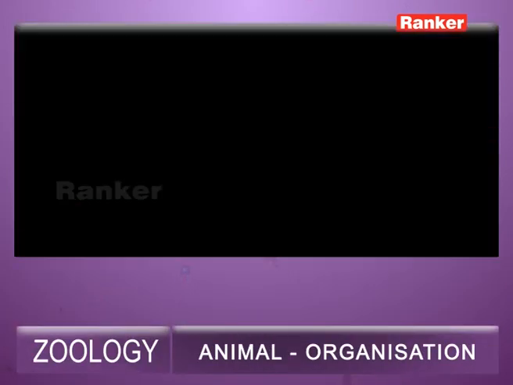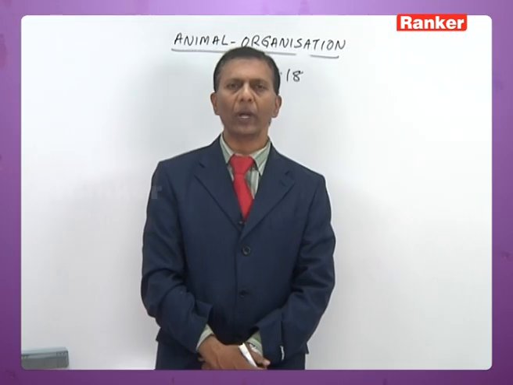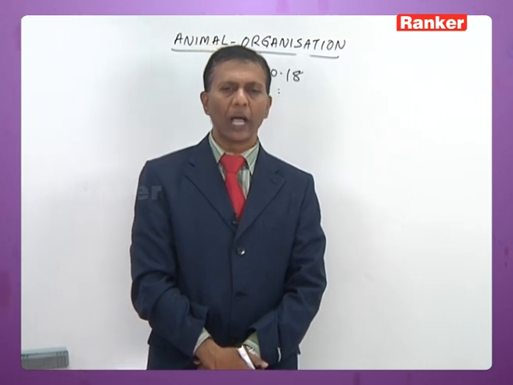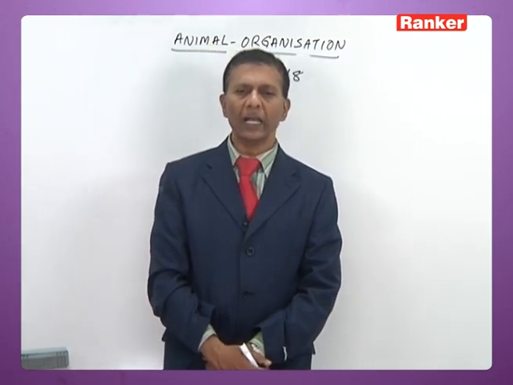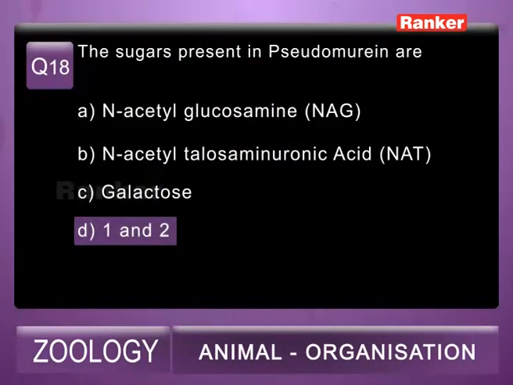Copeland. Now 18th question, I read out the question for you. The sugars present in pseudomurin are A. N-acetyl glucosamine, B. N-acetyl isomuramic acid, C. galactose, D. 1 and 2. So the pseudomurin, which is there in the bacterial cell wall, contains both N-acetyl glucosamine and N-acetyl isomuramic acid. So 18th question correct answer is D.